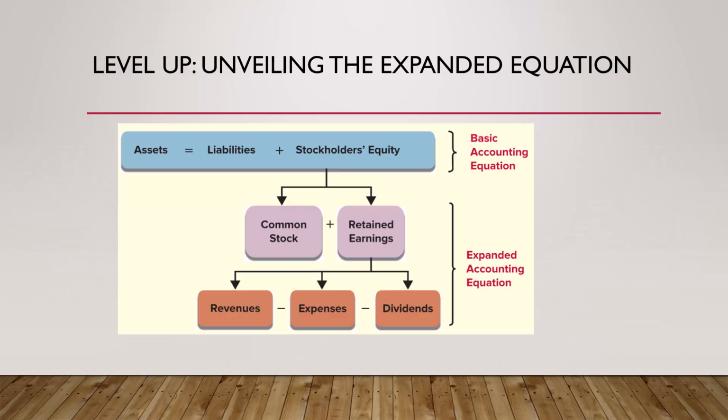It's time to level up and look deeper inside the accounting equation. We know that stockholders' equity is made of 2 parts: common stock, which is owner contributions, and retained earnings, which represents the accumulated profits of the company. We can expand this further. Retained earnings is driven by 3 items. It's increased by revenues, and it's decreased by both expenses and dividends. This gives us the expanded accounting equation, a much more powerful analytical tool.